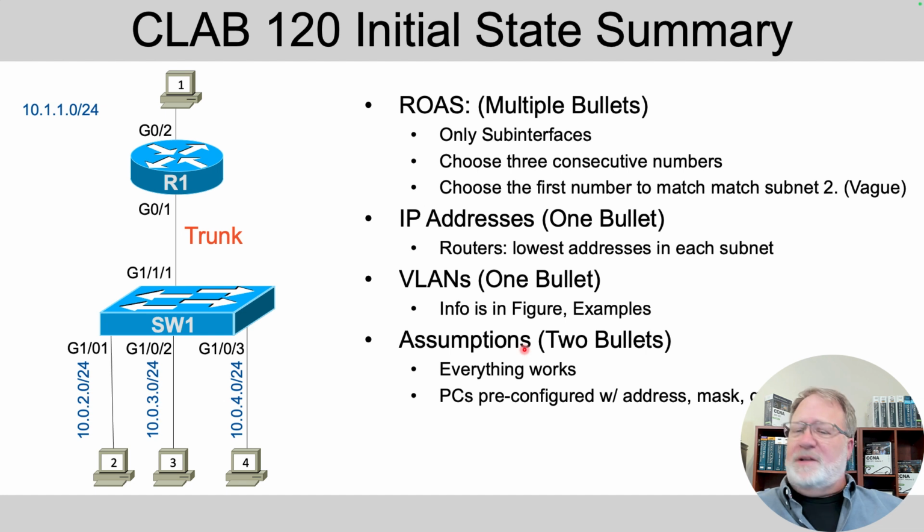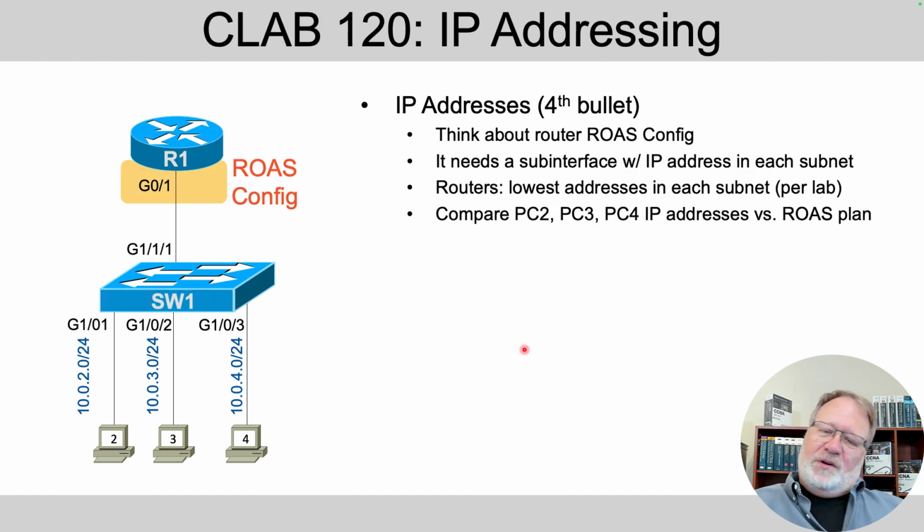So focusing first on the IP addressing. If we look up here at router R1, the router on a stick config is going to be associated somehow with this interface, the physical interface that's connected down to switch 1. But if you remember your router on a stick configuration, it's often not configured on the physical interface. In fact, the lab instructions say use only subinterfaces. But if we think generically about router on a stick config, you need a subinterface with an IP address connected to each subnet that you want to support with this router on a stick configuration.